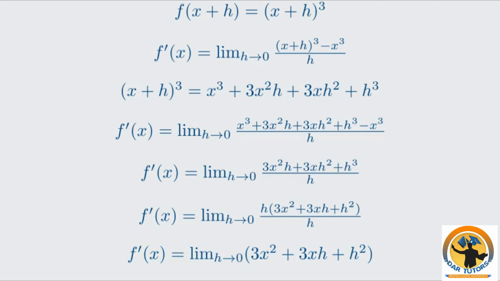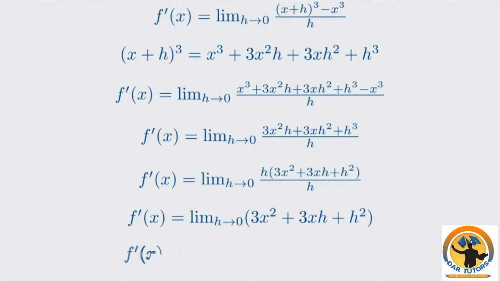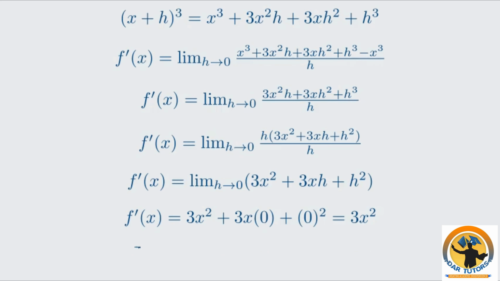Finally, we can evaluate this limit by substituting h equals 0. This gives us 3x squared plus 3x times 0 plus 0 squared, which simplifies to 3x squared. So, we have found that the derivative of f of x equals x cubed is f prime of x equals 3x squared. This means that for any x value, the gradient of the tangent to the curve y equals x cubed is given by 3x squared.